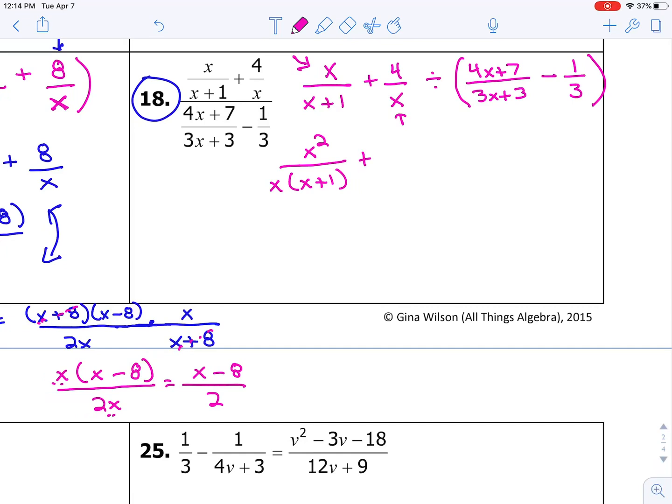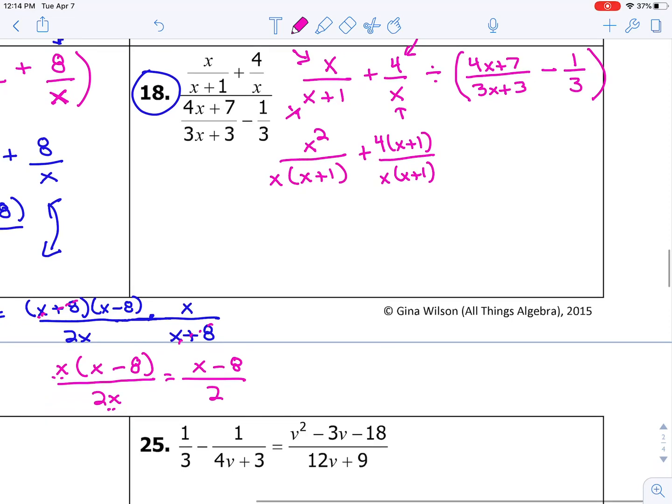Okay, plus. Now, I need to multiply this by this denominator of x plus 1. So I'm going to have 4 times x plus 1 over x times x plus 1. And voila, they have a common denominator of x times x plus 1, okay? So right now I'm going to think about this as this side, okay? And hey, how about while we're here, how about we just put this whole left side together, and then we'll deal with the right side separately.